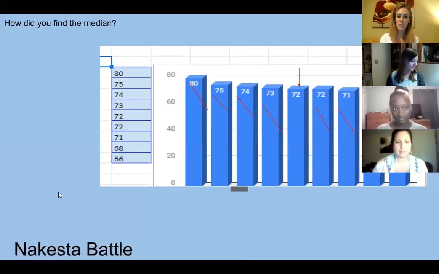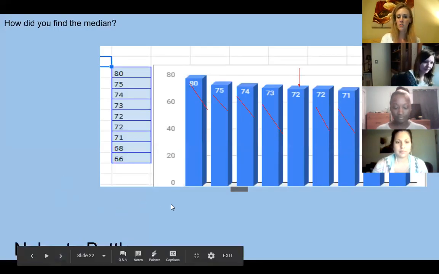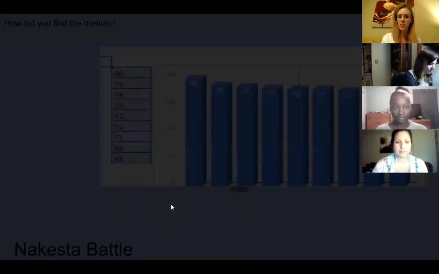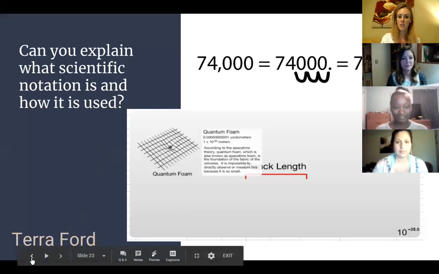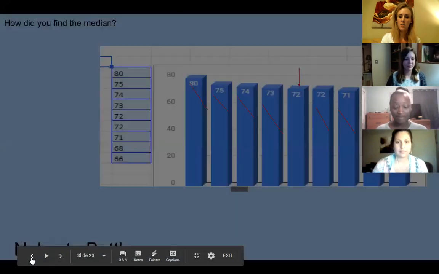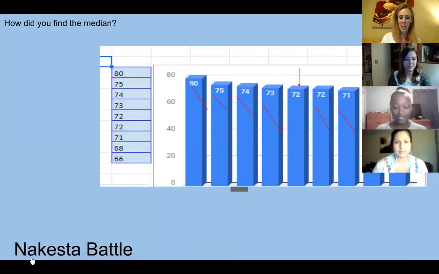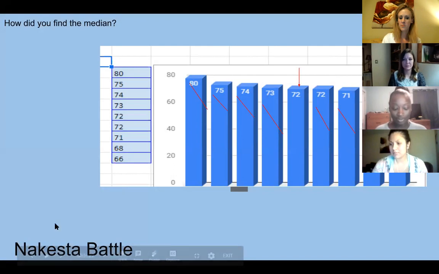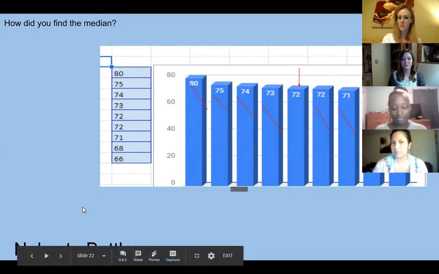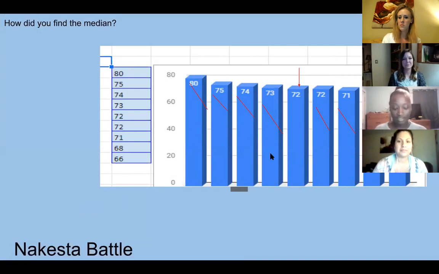How did you find the median here with the data and the chart on here, Nakesta? Well, to find the median, I first organized all the data by sorting the numbers. When I sort the numbers from low to high, it makes it easier for me to find my middle number. The middle number is the median. Then I crossed out all the outer numbers to better help me find the middle number, which is 72. Got it.